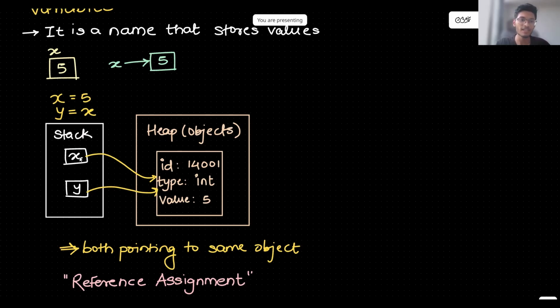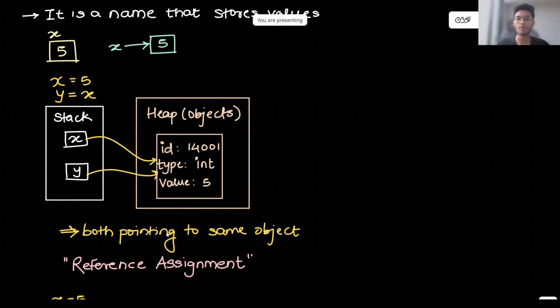If I write x equal to 5, this variable x is pointing to an object containing the value 5, of type integer, with ID 14001. This ID is nothing but a memory address. Similarly, if I write y equal to x, it means whatever value x holds, assign it to y. It will not create another object, but it will refer that variable to the same object where the value is 5. So both variables are pointing to the same object. This is a reference assignment.